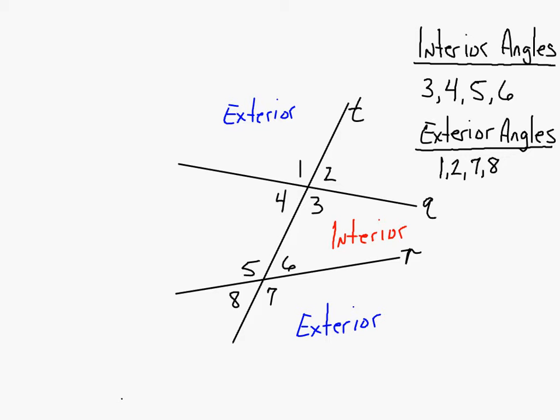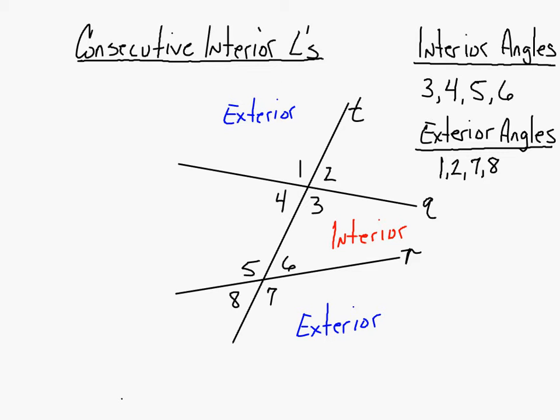Next is consecutive interior angles. Consecutive means on the same side of the transversal. 3 and 6 are one pair. The other pair of consecutive interior angles in this diagram would be 4 and 5.